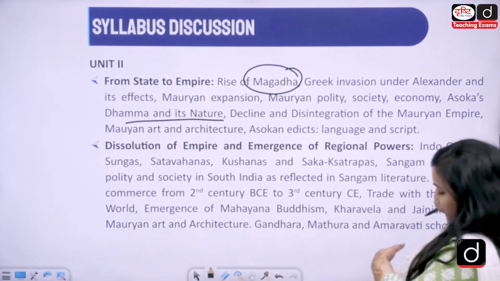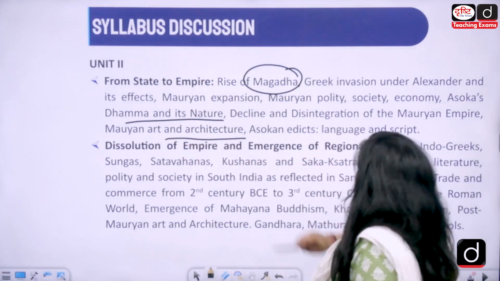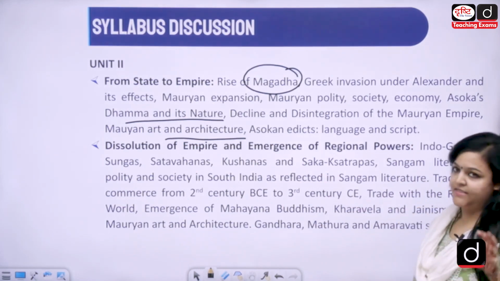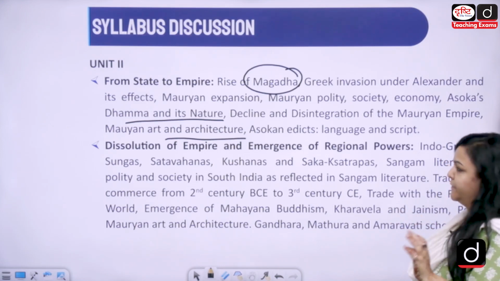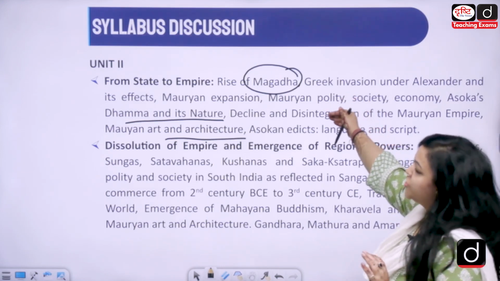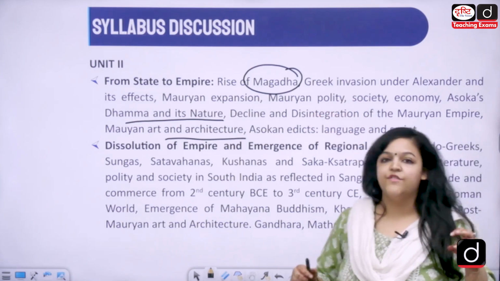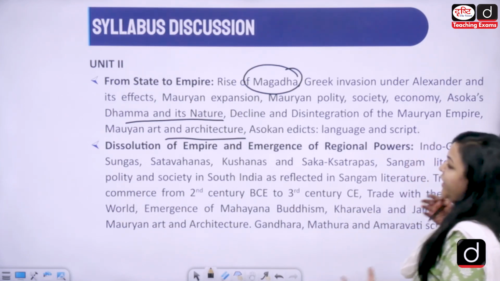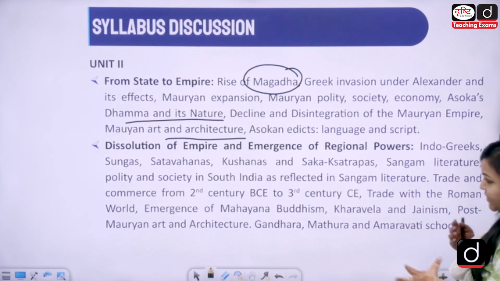We will also focus on some cultural aspects like Mauryan art and architecture, and most importantly, Ashokan edicts. This is very, very important. This is what our focus would be on. Now, after the dissolution of, or after the decline of the Mauryan empire, we have the rise of various regional kingdoms, right? So we have Indo-Greek, Shunga, Satavahanas, Kushan, Shaka Kshatrapas, etc.